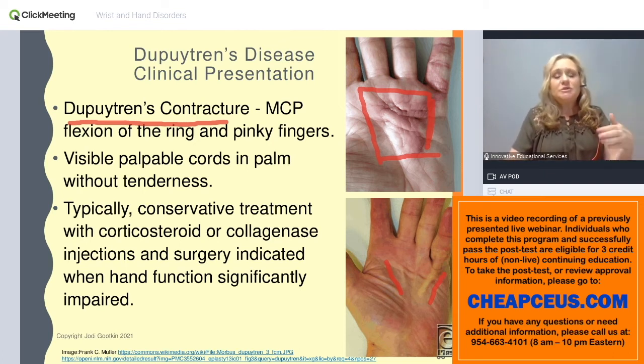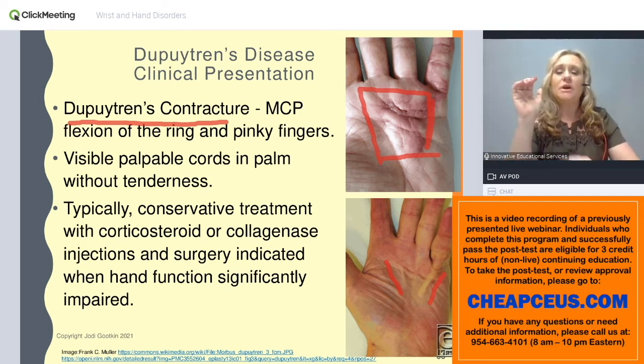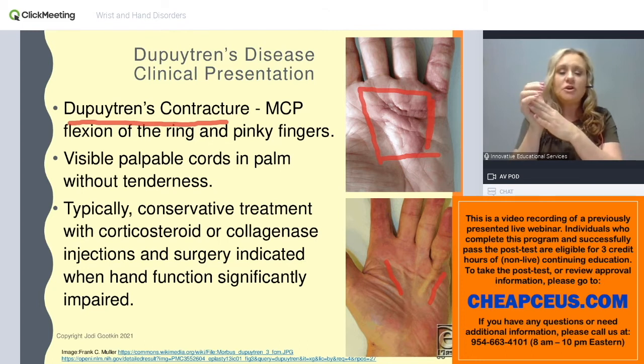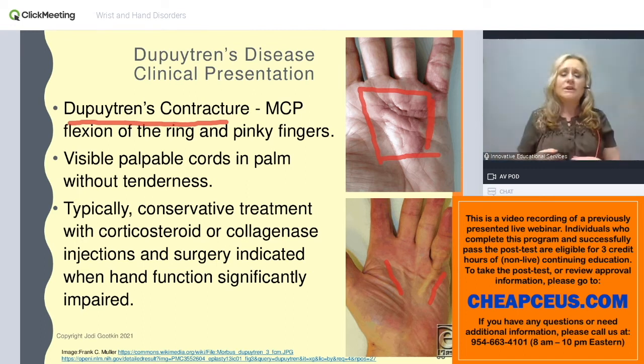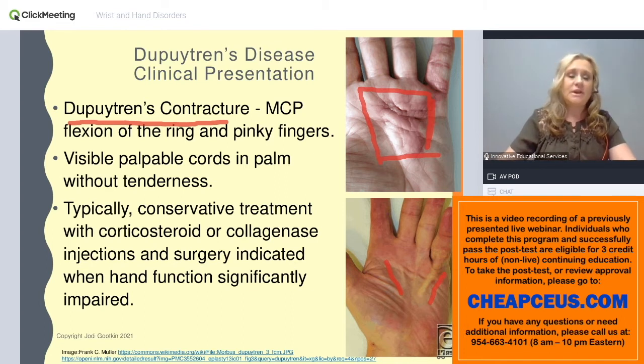In terms of management, the challenge becomes, because this is an abnormality of tissue, that it may return for the patient. So conservative management can be attempted for some patients. What they're finding is that once the patient reaches a point of a 30-degree MCP contracture, at that point, that hand is not really functional for use. So surgical and other intervention may be necessary at that point. Corticosteroids seem to soften a little bit and be helpful, but surgical intervention may be necessary.